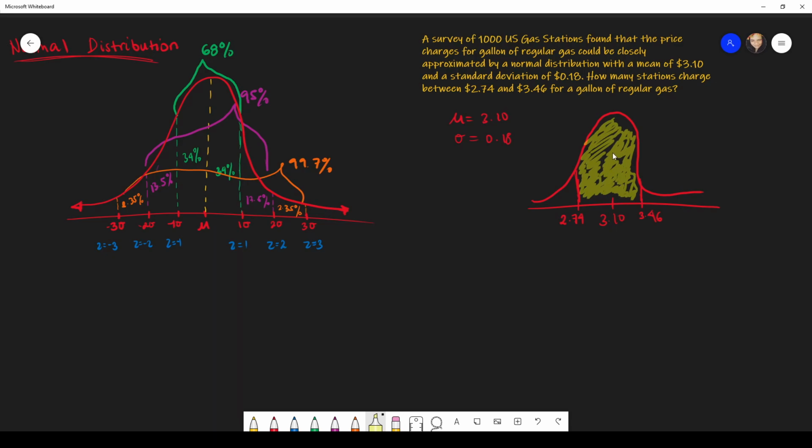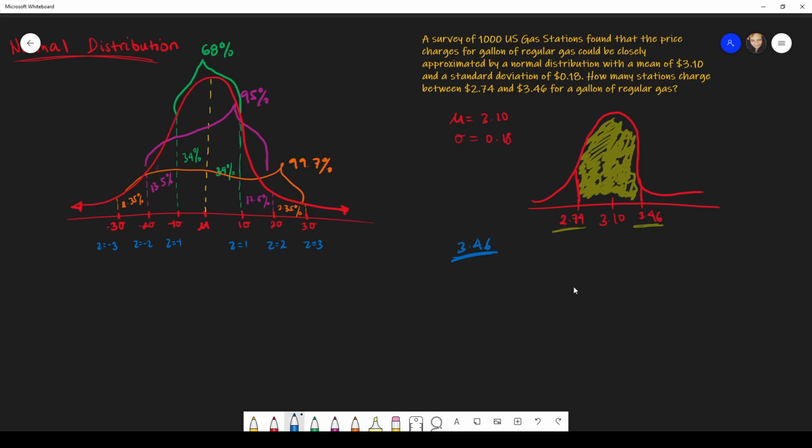But how do I do that using the empirical rule? Well, the empirical rule tells us that if you know how many standard deviations your x is away from the mean, then you could have a general idea of the percentage of the distribution that lies within that. So what I want to find out, given 2.74 and 3.46, is how many standard deviations they are away from the mean. Let us solve first 3.46. How many standard deviations is 3.46 away from the mean?